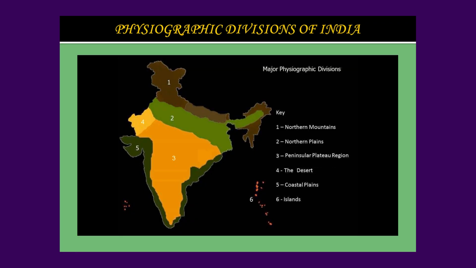India's natural features are divided broadly into 6 physical units. First one, the Great Northern Mountains. The second one, the Northern Plains. Third one, the Peninsular Plateau. Fourth one, the desert. Fifth one, the coastal plains. And the last one, the island groups of India.